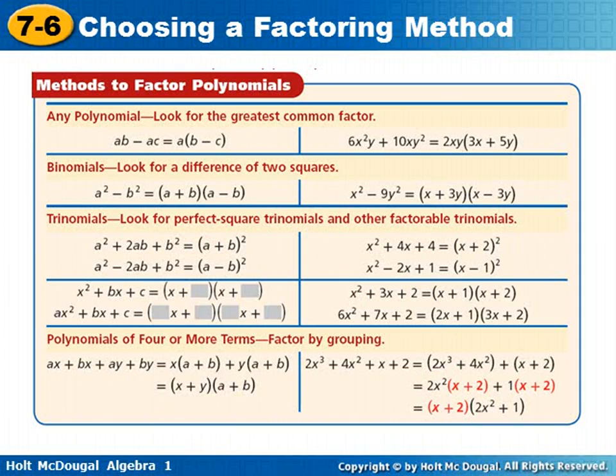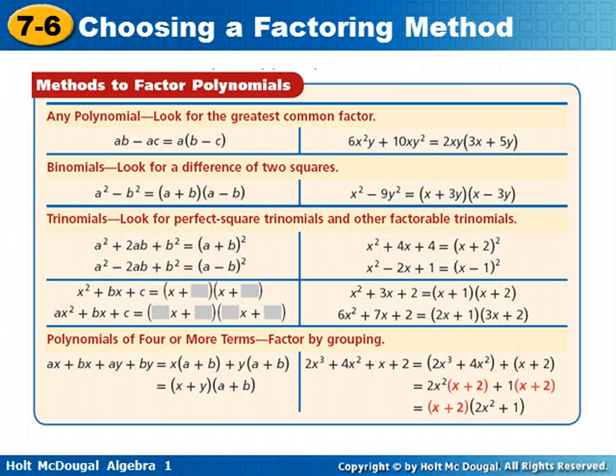For x squared plus bx plus c, you're looking for two numbers that when multiplied give you the c term and add to give you the b term. So for instance, if you had x squared plus 3x plus 2, two numbers that when multiplied give you 2, added give you 3. So it would be factored into x plus 1 times x plus 2.